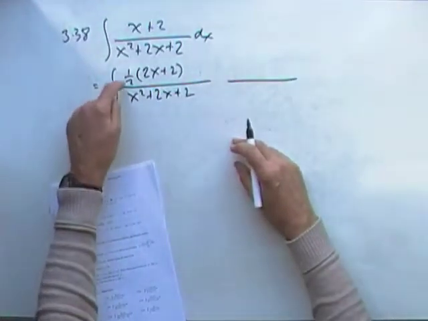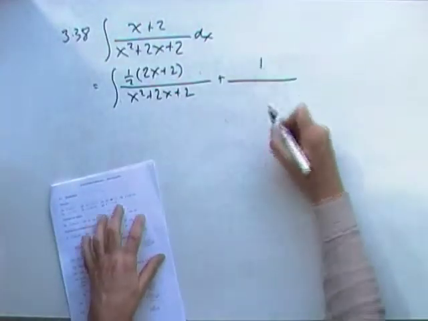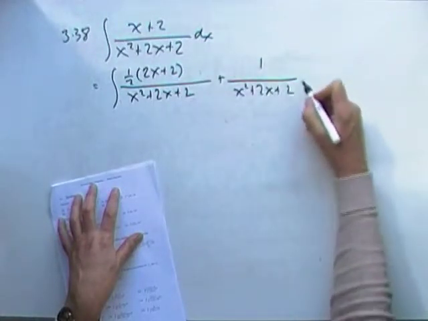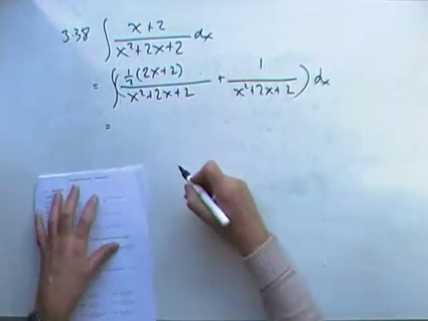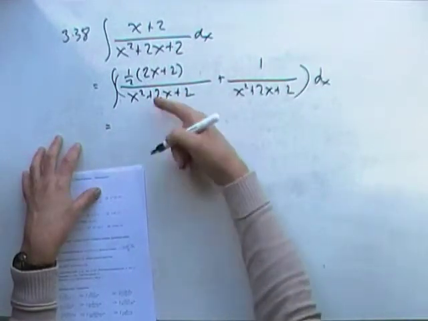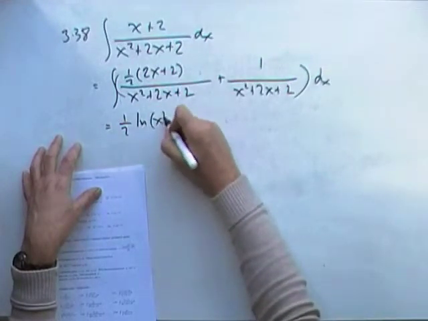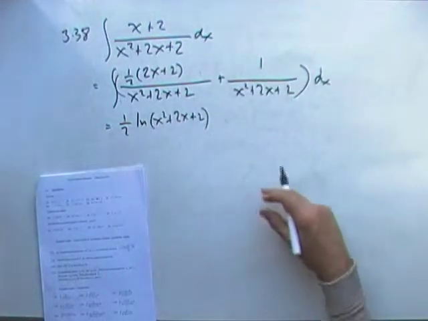So a half of that means I've got the x, I've used it all, and I've got 1, so there's still 1 left over. 1 over x squared plus 2x plus 2 dx. Maybe I'll just reduce this first part straight away. So that means I've got a half of, by inspection, the log of x squared plus 2x plus 2. And then I've got to decide, what do I do with this part here?